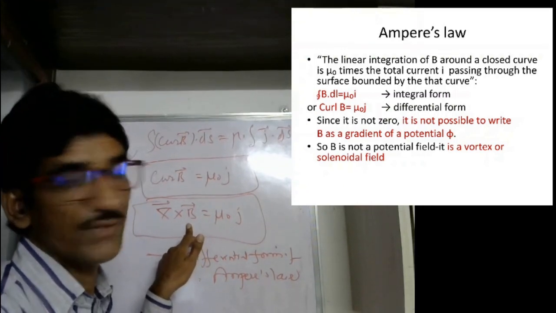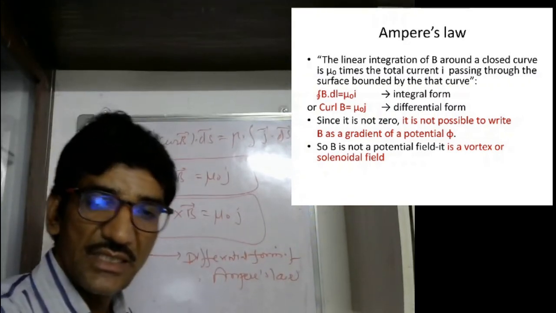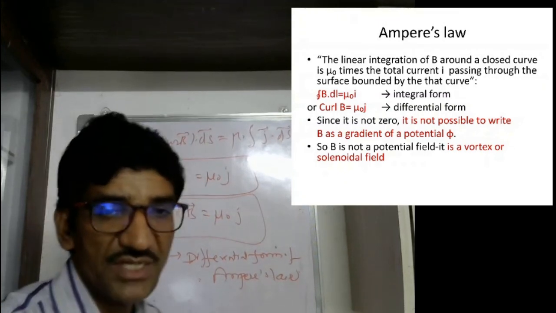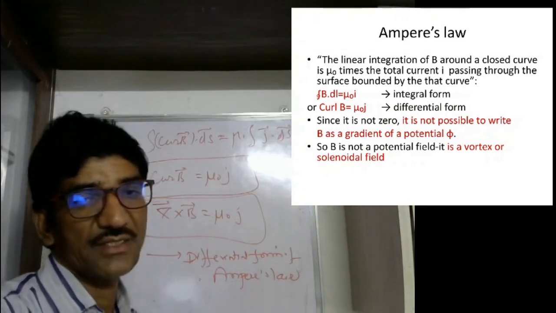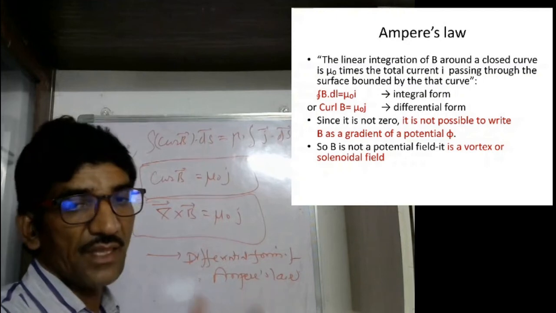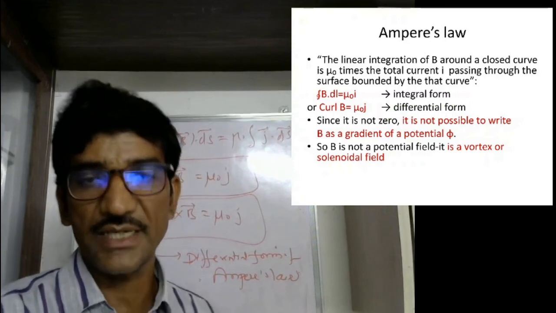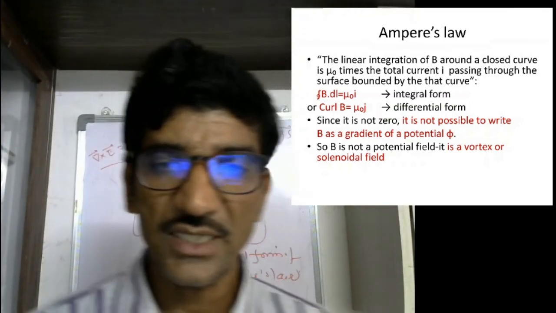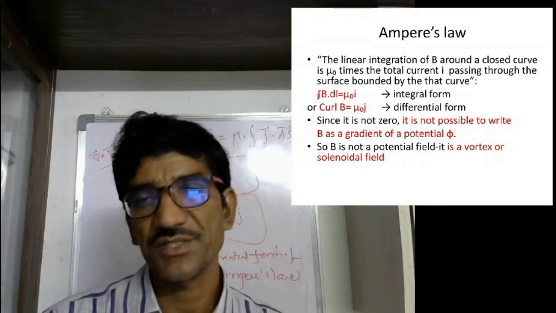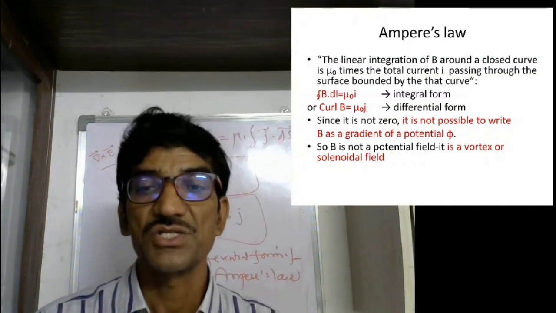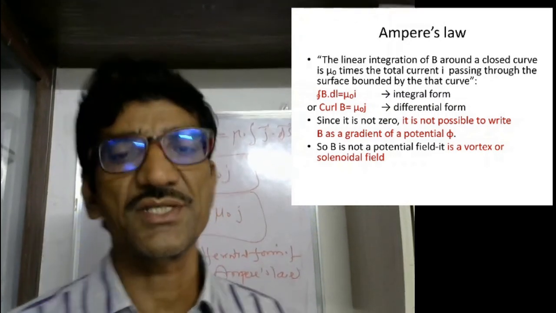Now you do not have phi for B. Why? Because on this side you do not have a 0. So the magnetic field is not a potential field or a conservative force field. Here we do not have magnetic potentials corresponding to the magnetic induction B. That is very important to know. That's why our B is not a conservative or irrotational field, but a vortex or solenoidal field. This is the nature of B.